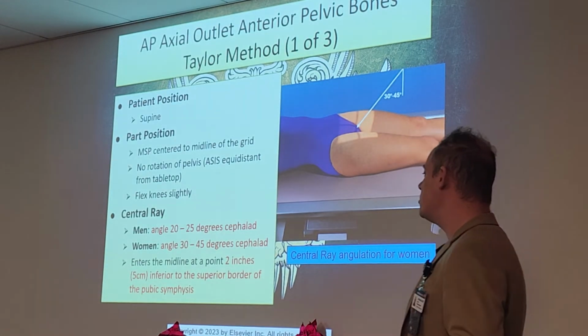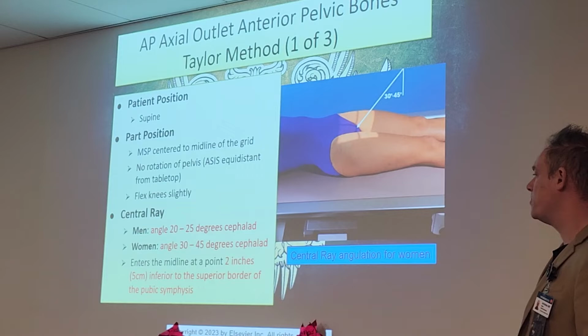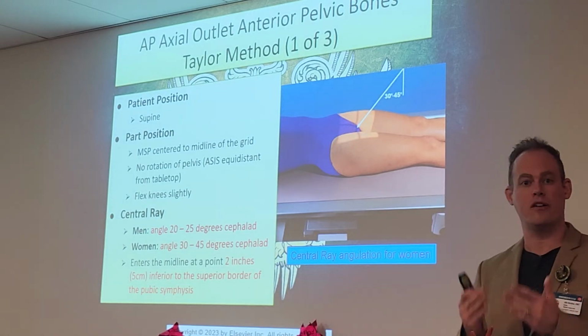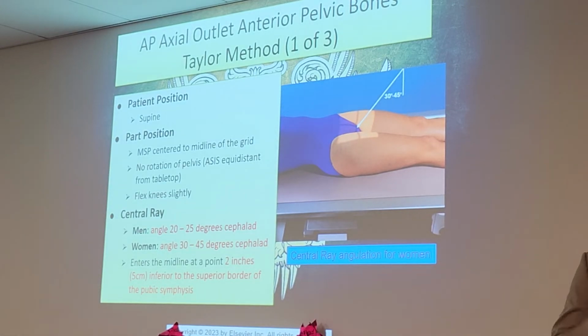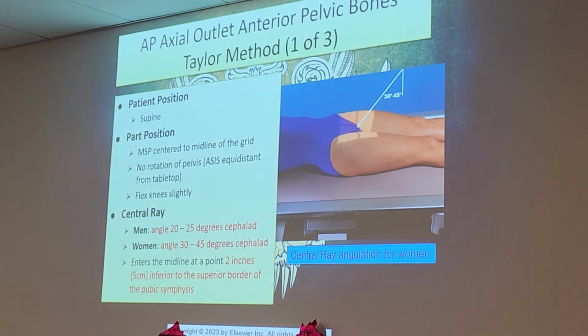It is going to enter 2 inches inferior to the superior border of the pubic symphysis, or directly on the outlet itself. That is the star of our show, the outlet of the pelvis. So we're going to put the central ray directly on the outlet, 2 inches below the superior border of the pubic symphysis.